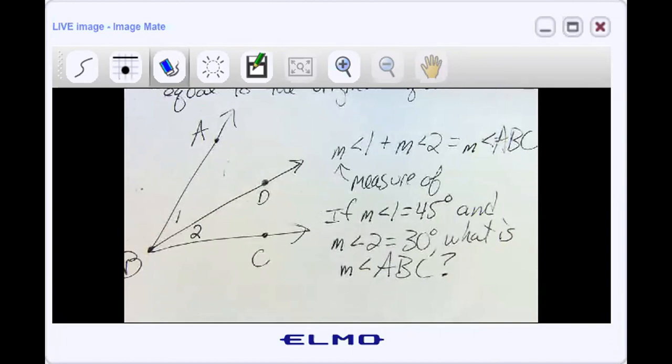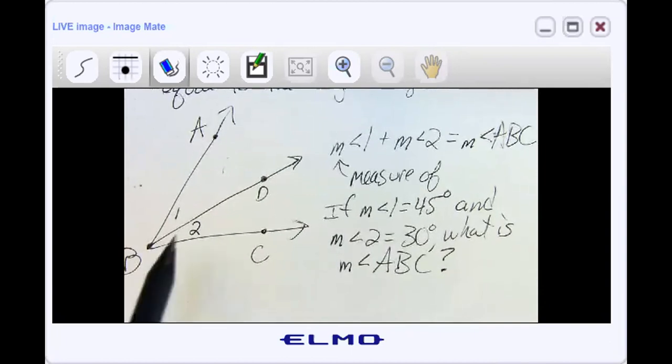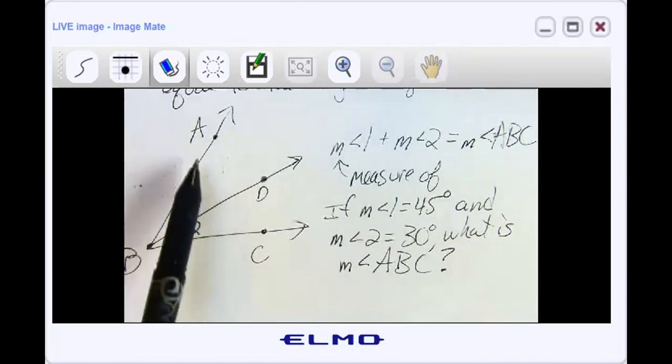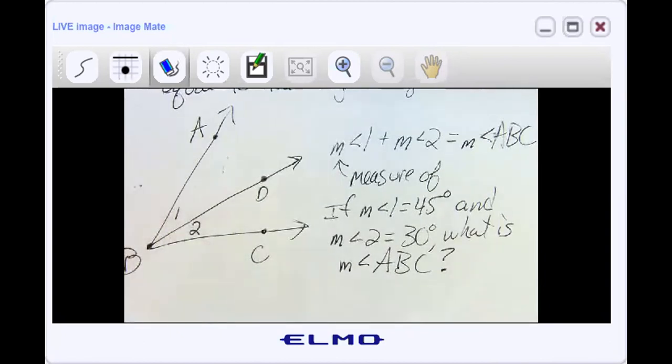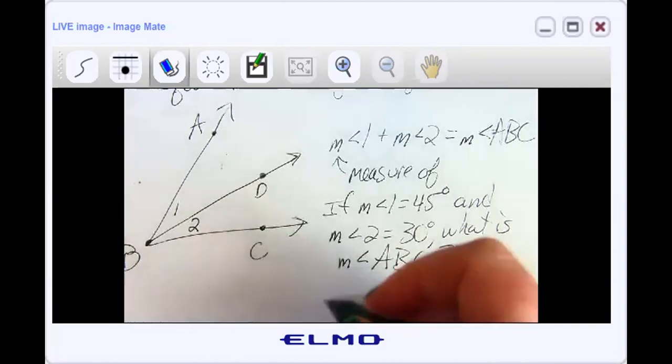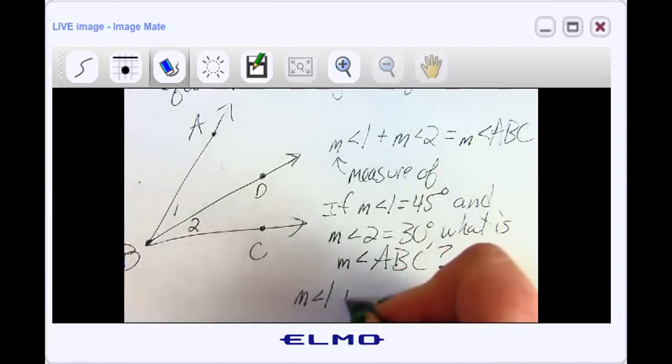75. 75, right? And you can use the equation, but I am just saying this is 45, this is 30, so together they're going to make 75. I will show you how to use the equation because it won't always be this easy.